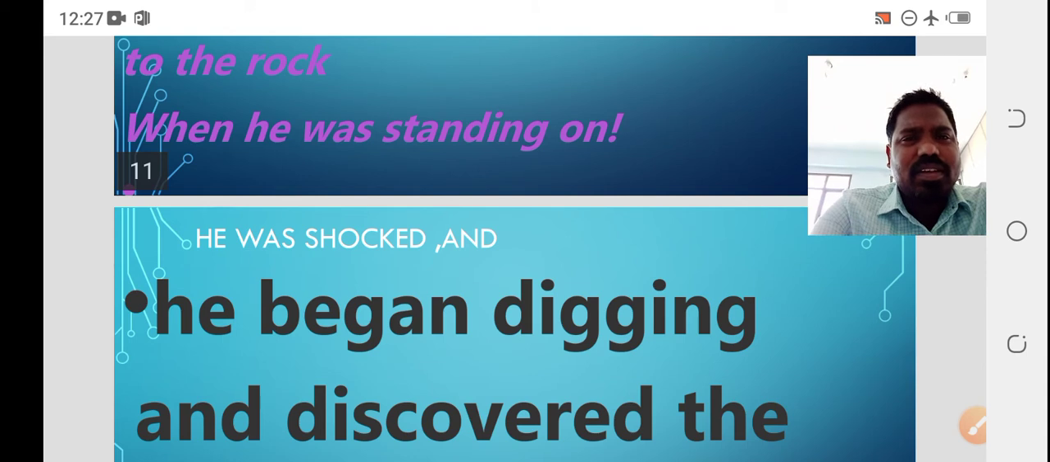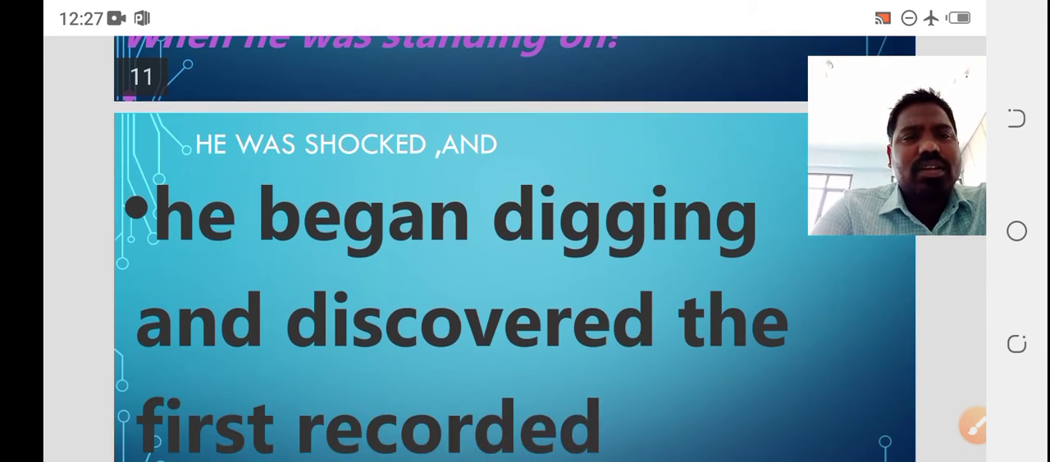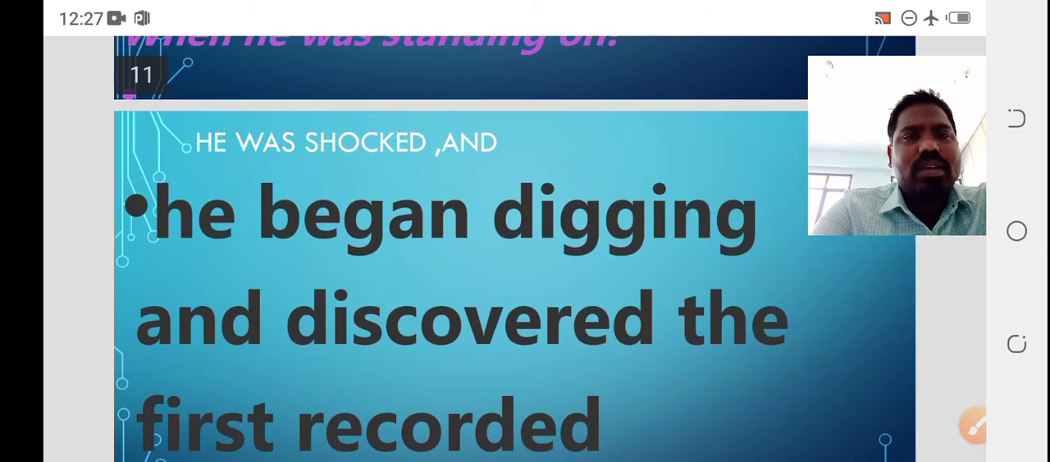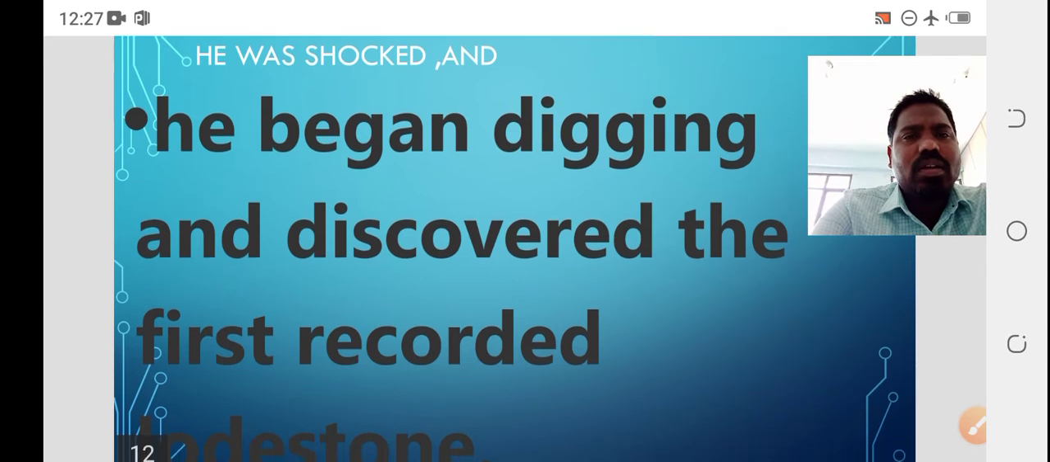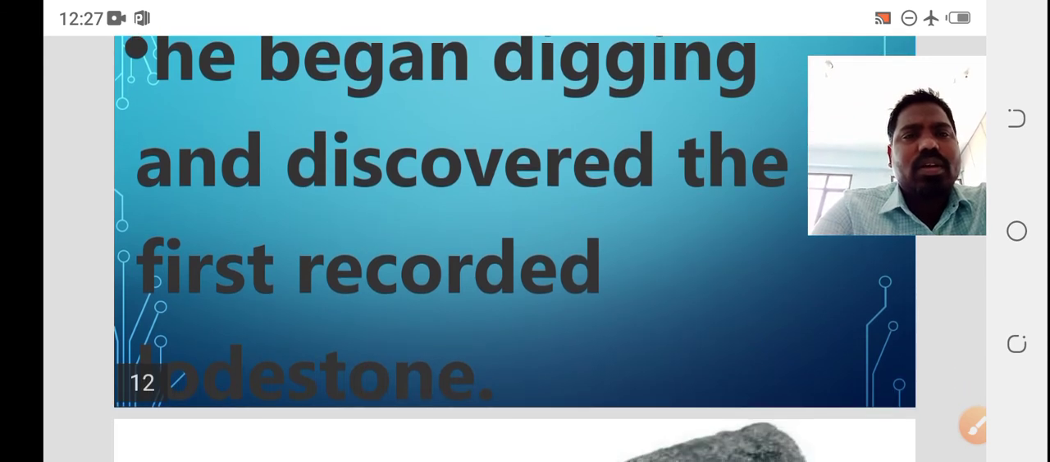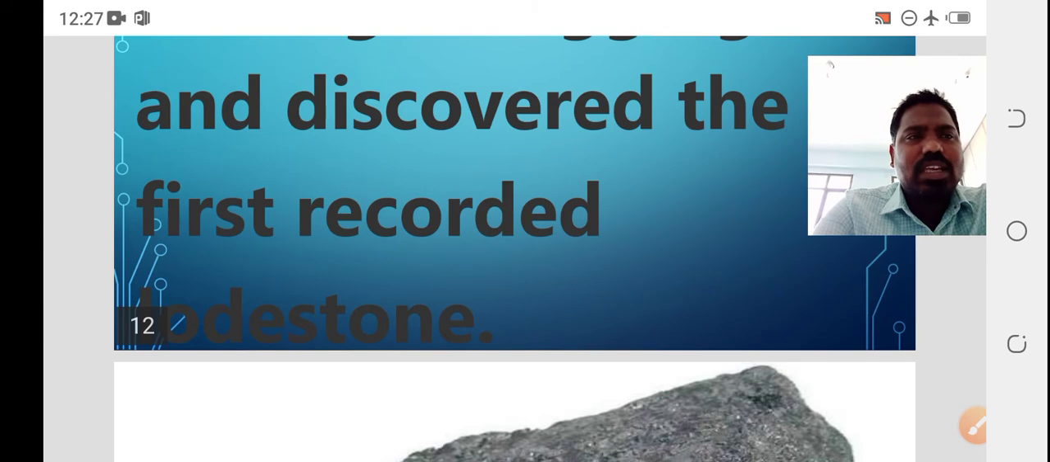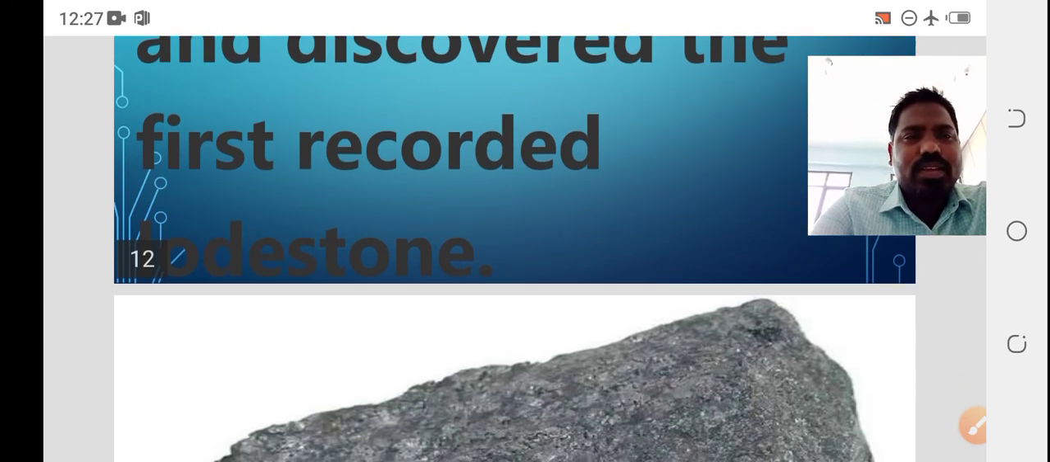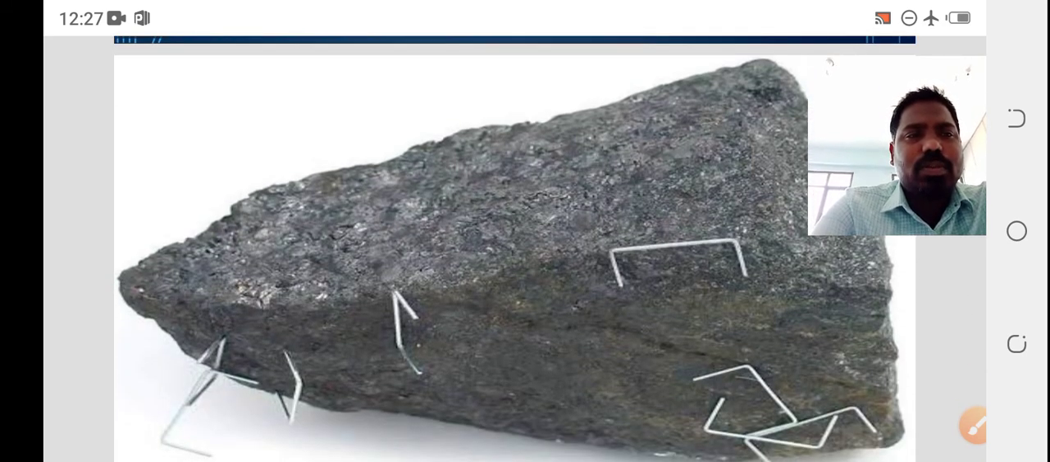Then he began digging, and finally he dug out and discovered the fossil recorded as lodestone. So he dug out a material and named it lodestone. This is the lodestone which I got from online.